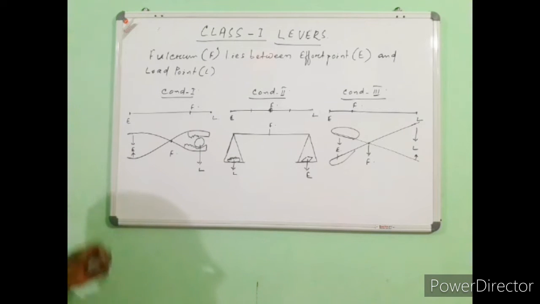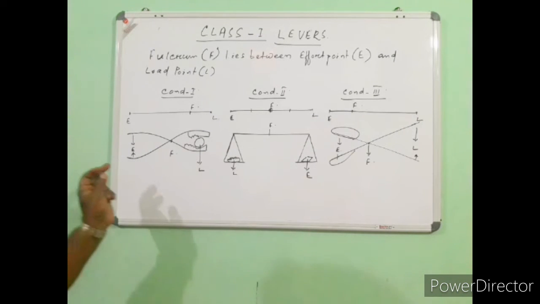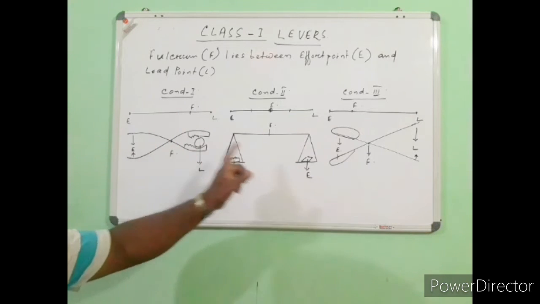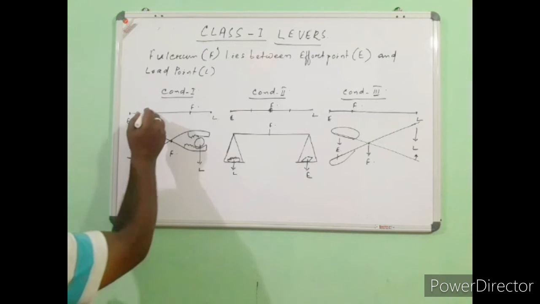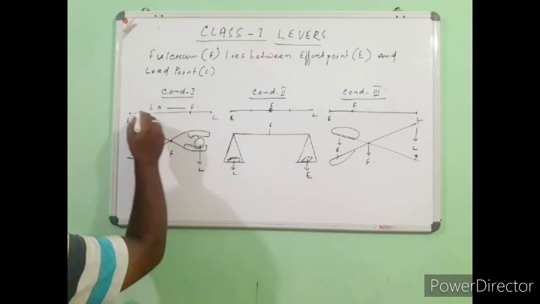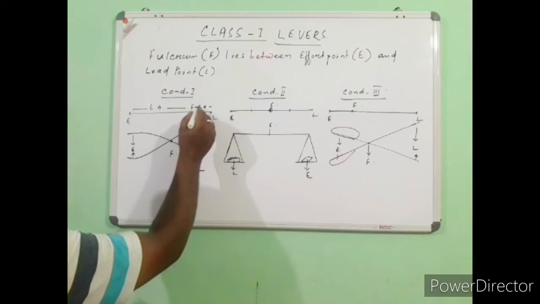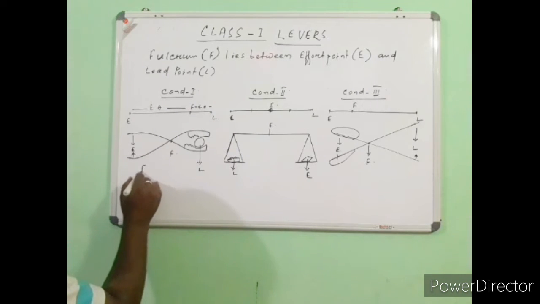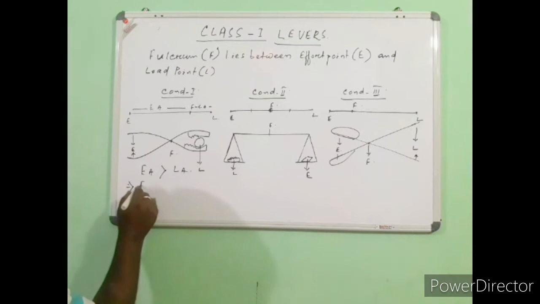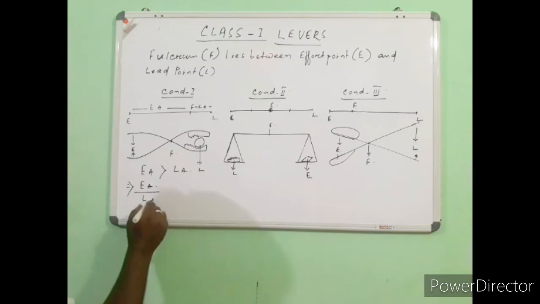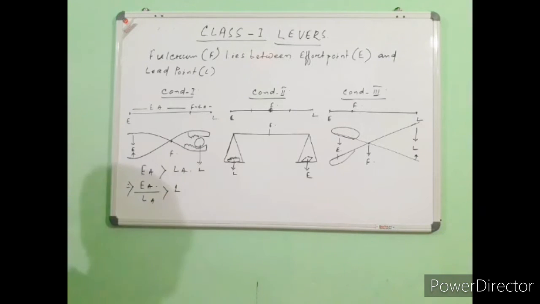So these are some simple examples of these conditions, but all of them are following class 1 lever, as the fulcrum lies between effort and load point. Now in these conditions, let us take the first condition. In this case, what happens? This is your effort arm and this is your load arm. So here we can say that effort arm is quite greater than load arm, or in other words effort arm by load arm is greater than 1. So in this case, mechanical advantage is greater than 1.